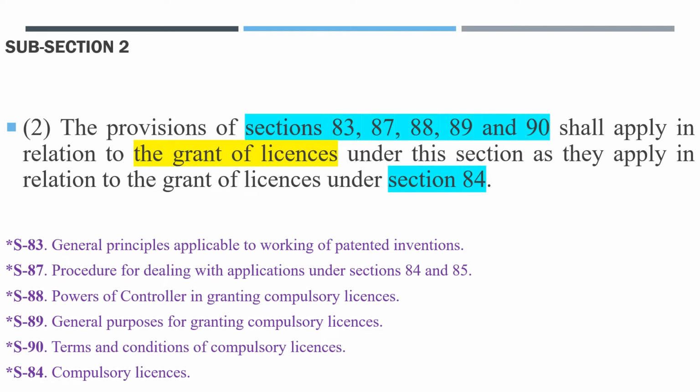The relevant sections are: Section 83, general principles applicable to working of patented inventions. Section 87, procedure for dealing with applications under sections 84 and 85. Section 88 is powers of controller in granting compulsory licenses. Section 89 is general purposes for granting compulsory licenses. Section 90 is terms and conditions of compulsory licenses, and section 84 is compulsory licenses. That's all, friends. So I hope it is clear now. Let us proceed to the next one.